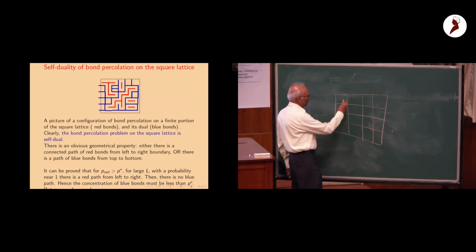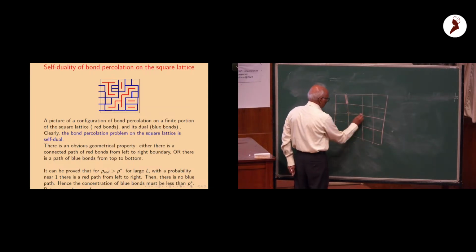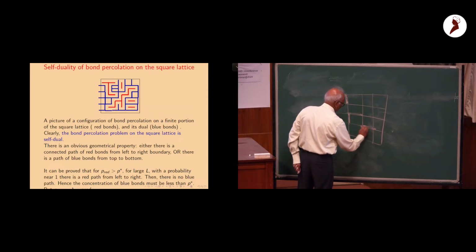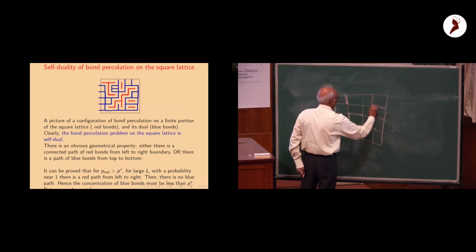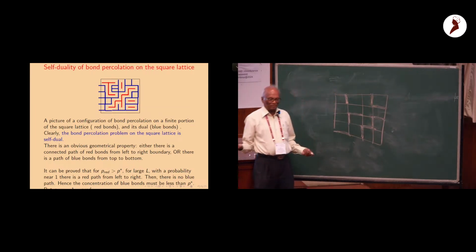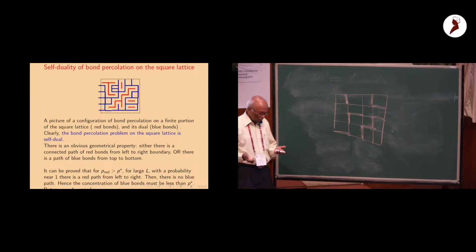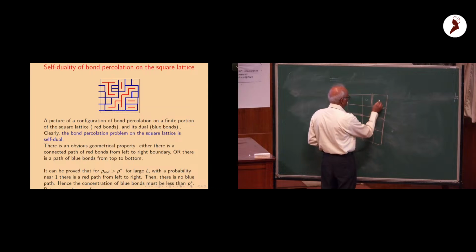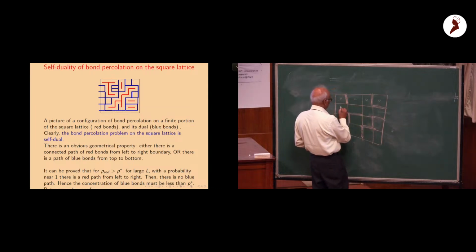This is the red lattice, and some of these bonds are present and other bonds are not present. Okay? So now what I do, there is a blue chalk as well. So now I draw the dual graph of this. In the dual graph, the vertices are these things.